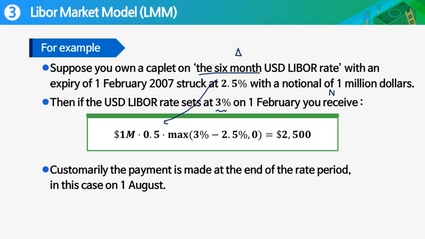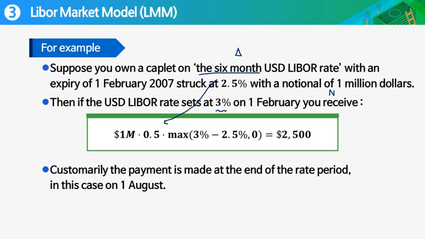Then when you receive $2,500, usually you receive it 6 months later because it's a 6 months rate. Customarily, the payment is made at the end of the rate period. So it is struck on February 1st. So 6 months later, it is August 1st. So you receive this money on August 1st. It is actually true for almost all interest rate contracts.